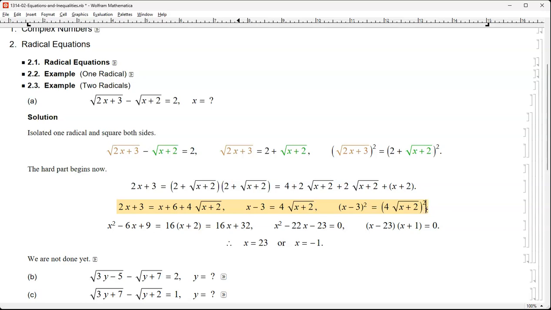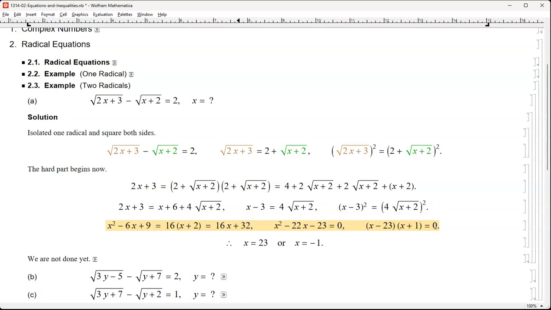Complete square again, and then 4 times the square root squared. Finally, both square roots disappear. We have 4 squared, 16, and the square root squared, so just x plus 2. And on the left hand side, we get the complete square, x squared minus 6x plus 9. So we have a quadratic equation to solve.